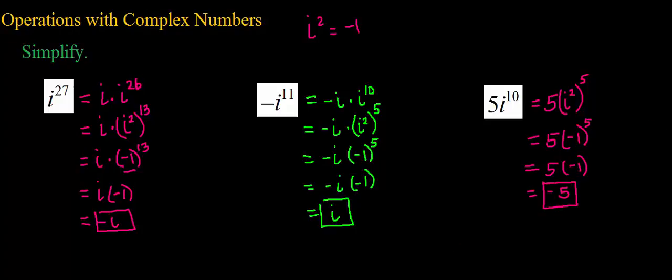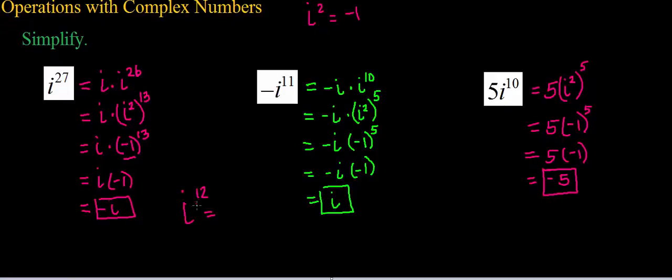I will give you one more example. i to the 12th power. It's already even, so all I have to do is rewrite it as i to the 2nd power raised to the 6th power, because 2 times 6 is 12. And then I go ahead and change i squared to -1, and I raise it to the 6th power. Whenever you have a negative base raised to an even number, your result will always be positive. So this will be equal to +1.